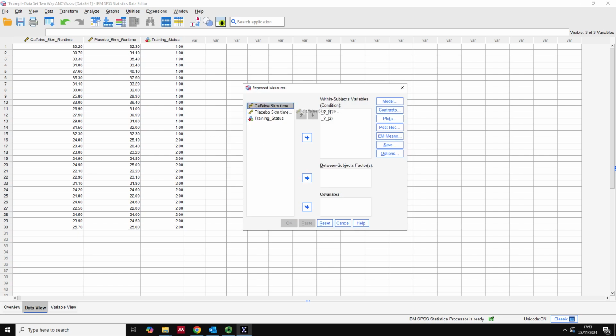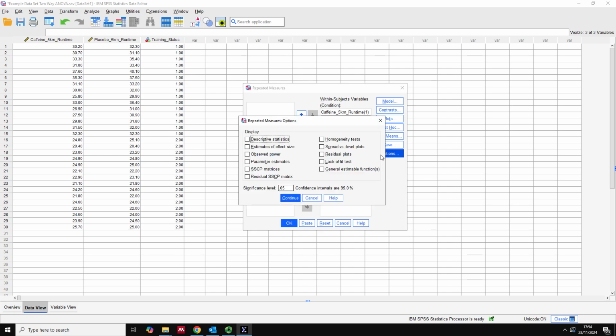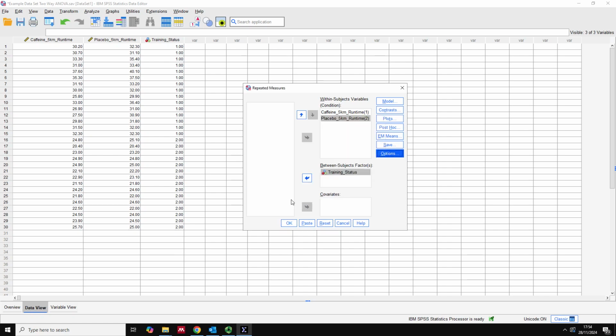I'm then going to drag these 2 dependent variables, so the caffeine and placebo 5 kilometer runtime, onto the right box here. And then I'm going to drag training status down to our between subjects factors here. And then I'm going to hit options. And I'm going to check descriptive statistics, estimates of effect size, and homogeneity tests. I'm going to hit continue.